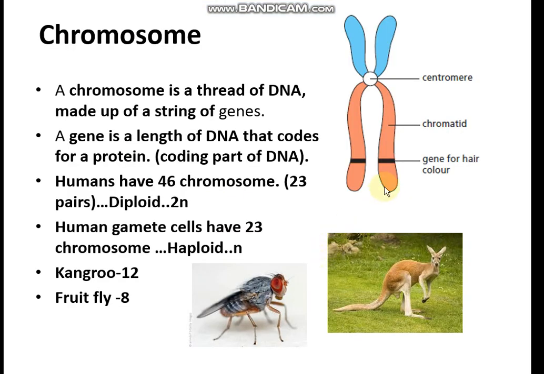Now this chromosome, look at this diagram. There are two chromatids in the chromosome. This is the first chromatid, this is the second chromatid. These two chromatids are joined at a position, and this position is called the centromere.